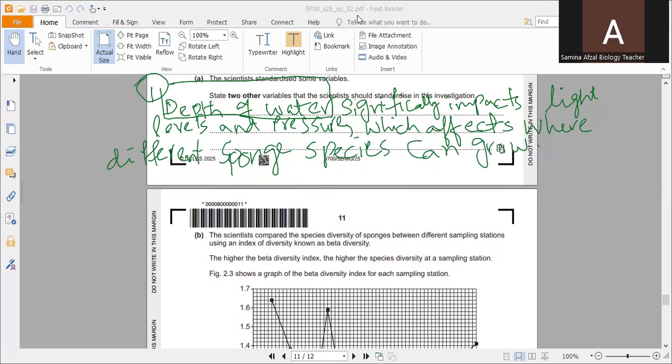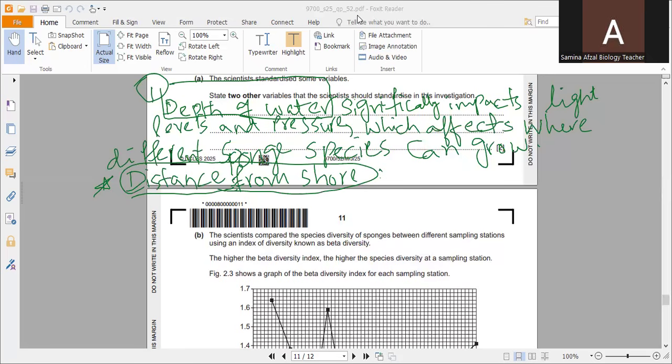And the second can be the distance. The same distance. You can say the distance from shore. So this can be the second point, the second variable which should be kept constant.